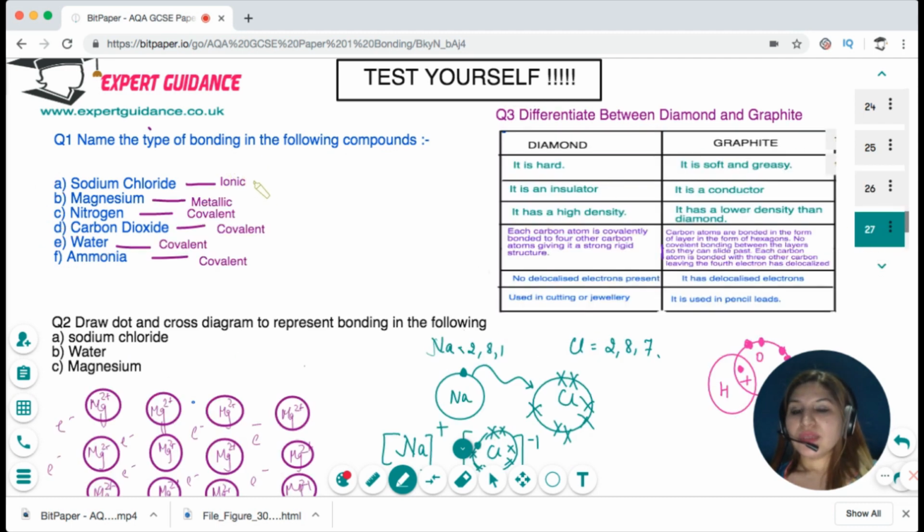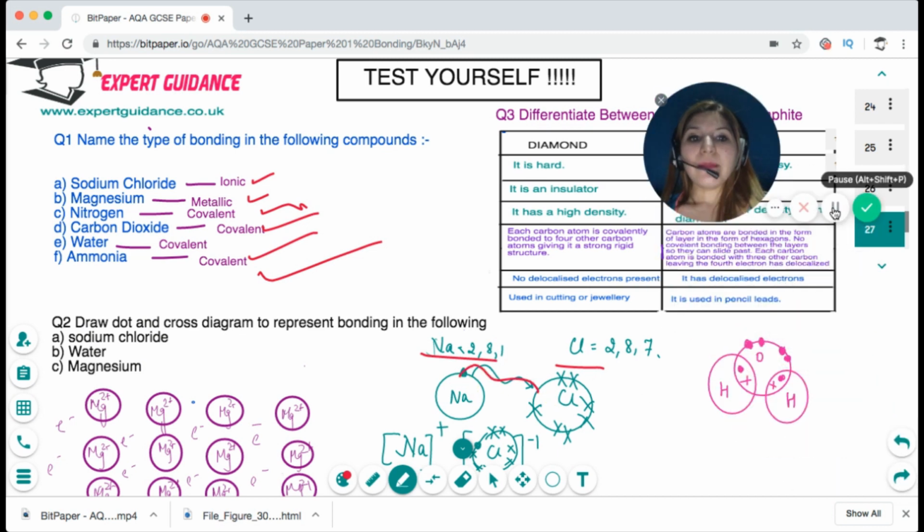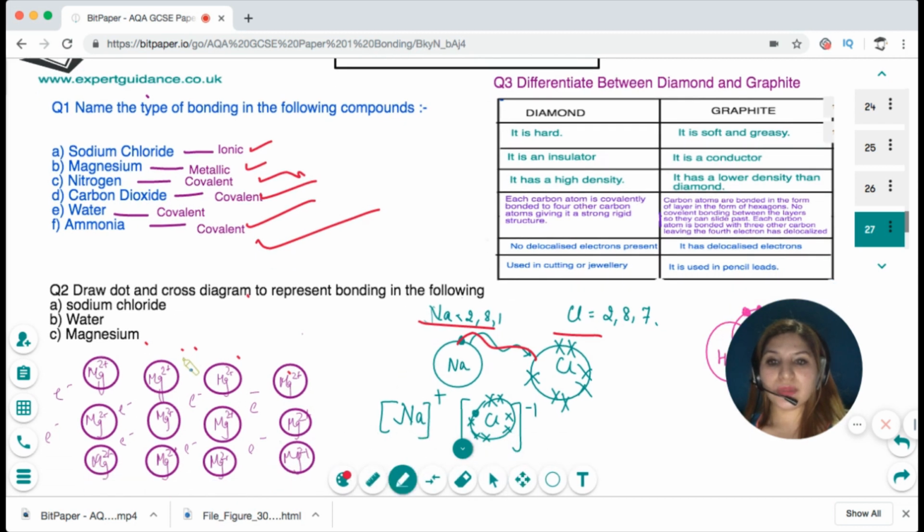Okay, so sodium chloride is ionic, magnesium is metallic, nitrogen is covalent, carbon dioxide is covalent, water is covalent, ammonia is covalent. For the dot and cross diagram of sodium chloride, there is transfer of electron from sodium to chlorine, sodium will get +1 and chlorine will get -1. For magnesium, there are fixed positive ions in a sea of delocalized electrons, and the charge of magnesium is 2 plus, so you will put 2 plus.